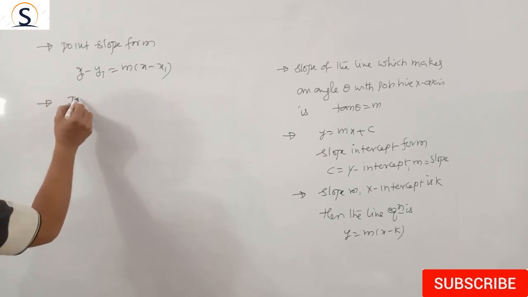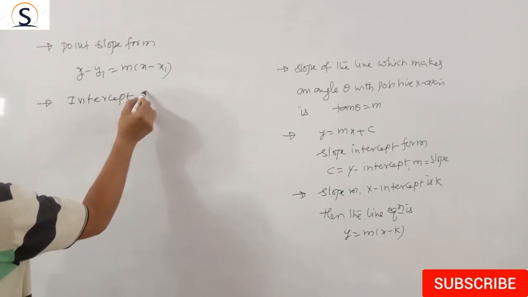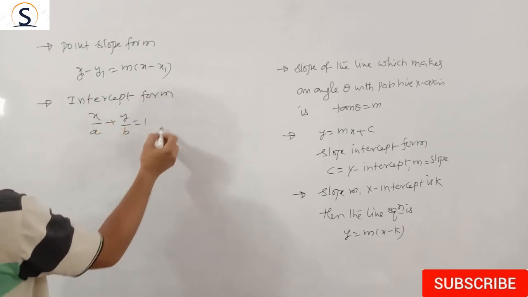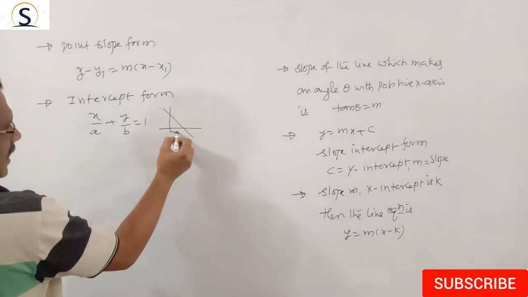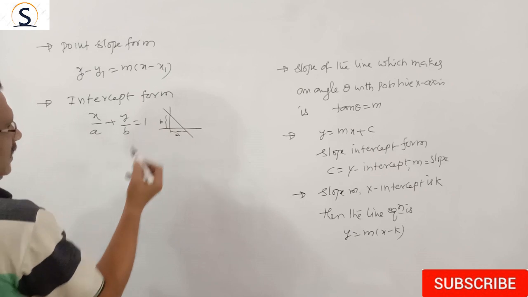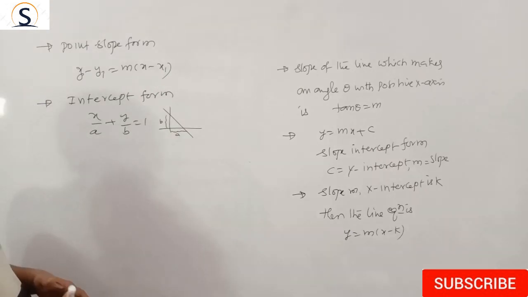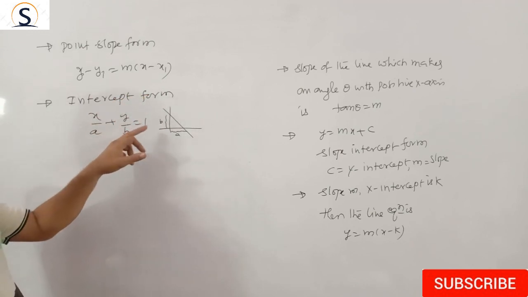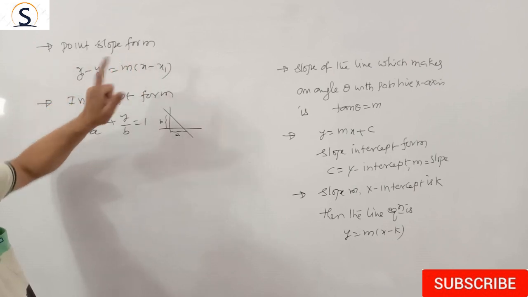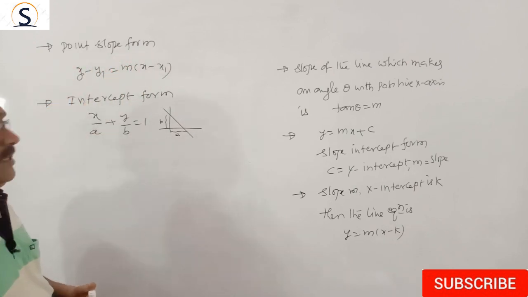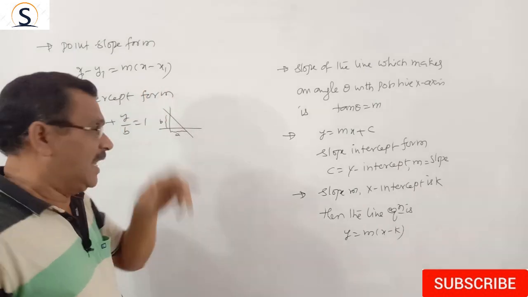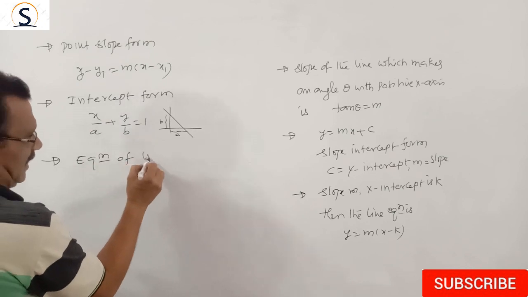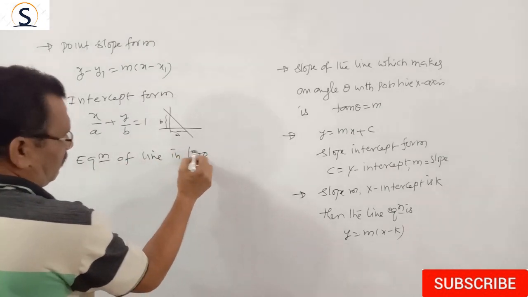Next, the intercept form. The intercept form is x by a plus y by b is equal to 1. Like this, this is a and this is b. The x-intercept is a and the y-intercept is b. Therefore the intercept form equation of the line is x by a plus y by b is equal to 1. This is the point slope form, passing through (x1, y1) and having slope m. This is the line equation. Next, the equation of a line in two-point form.